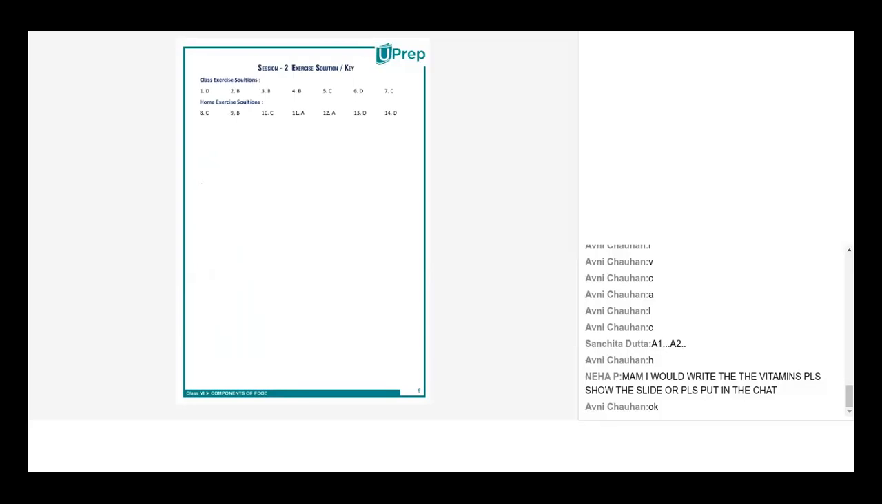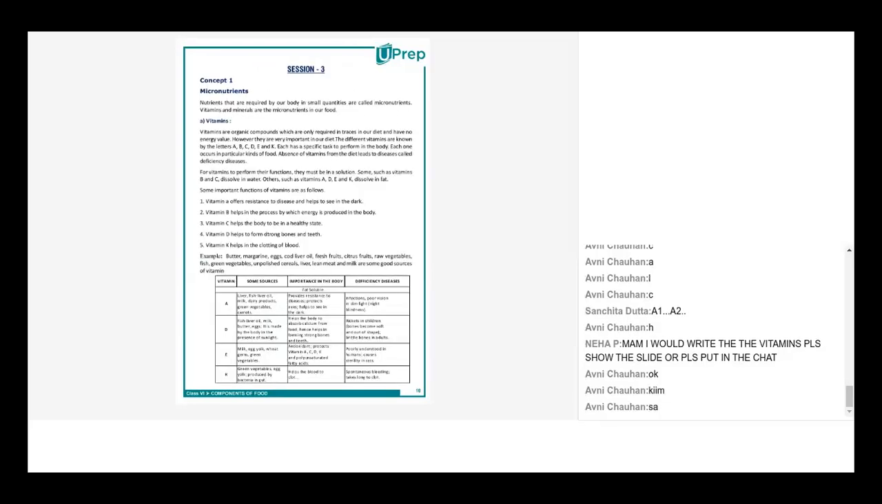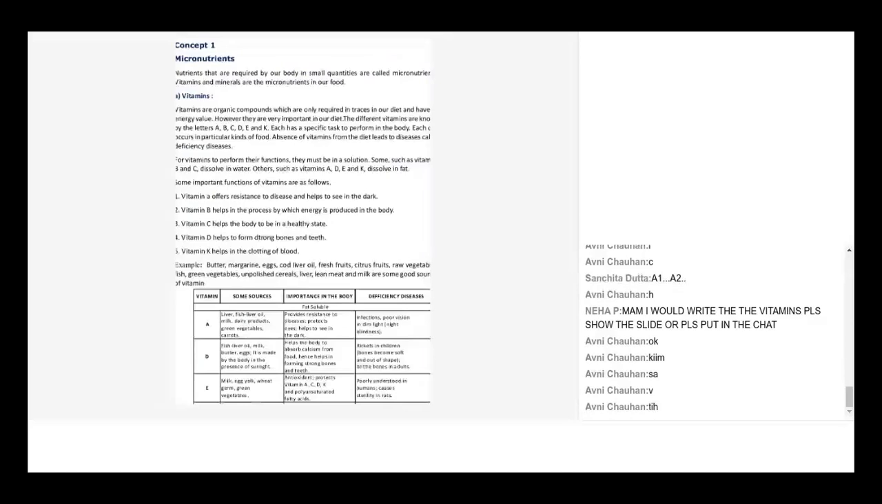I will just take you to session 3. I want all of you to go through this chart very carefully. See, this is vitamin A, right? All of you will be getting this ebook, so you need not write it down.